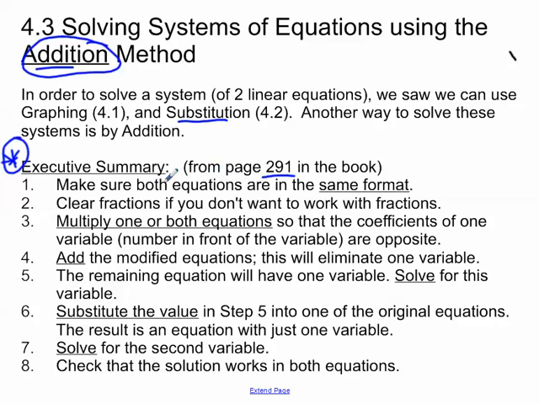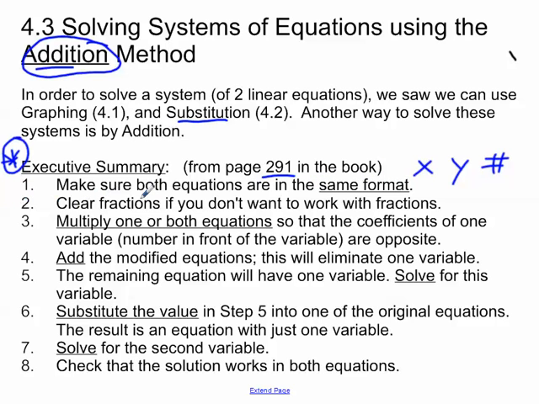Step 1: make sure that both equations are in the same format. By that I mean x's in both equations are on the same side of the equal sign, y's in both equations are on the same side of the equal sign, and numbers in both equations are on the same side of the equal sign. In other words, x's always have to be on the left, y's always on the left, numbers always on the right. That's what I'm talking about for the same format.